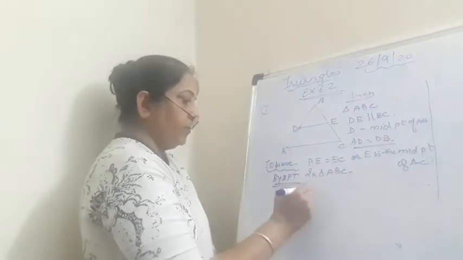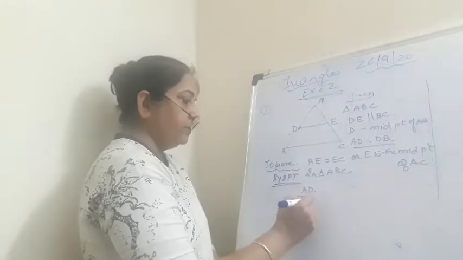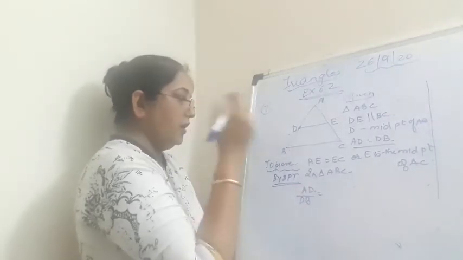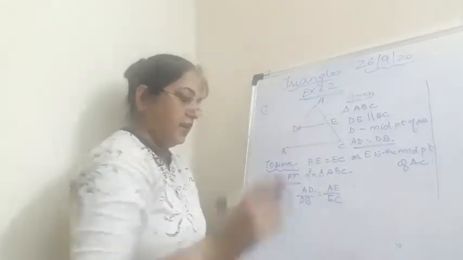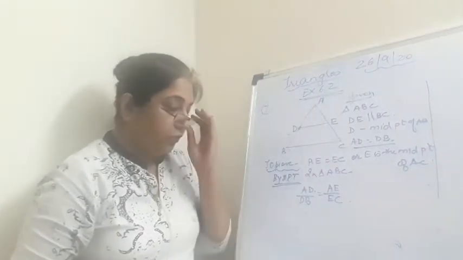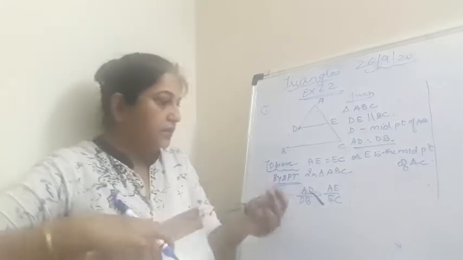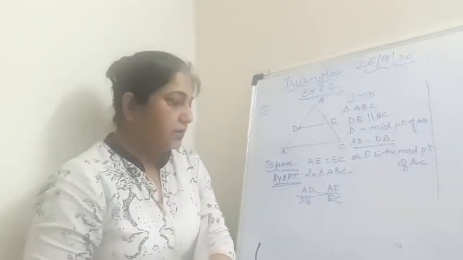Now, starting with the basic proportionality theorem, we can write by BPT, in triangle ABC, you know that AD upon DB will be equal to AE upon EC. Yes, this proof I have explained to you, and I hope you have done it also and it is clear to you.